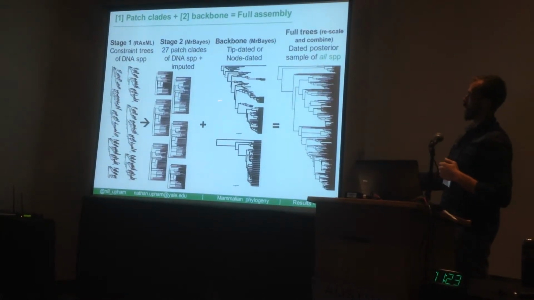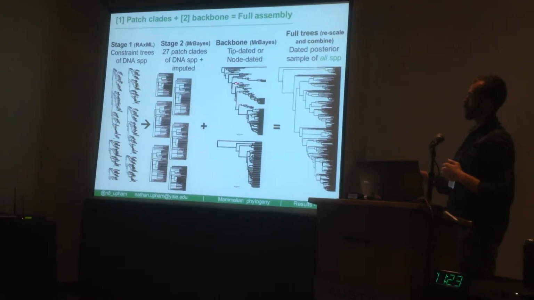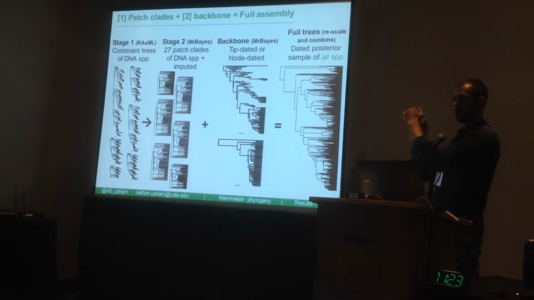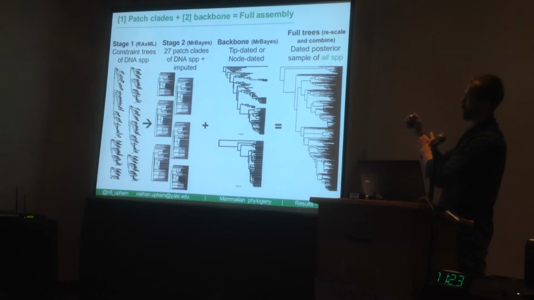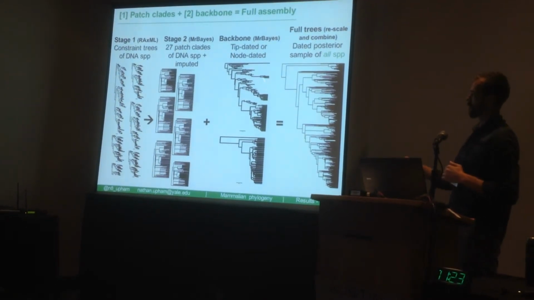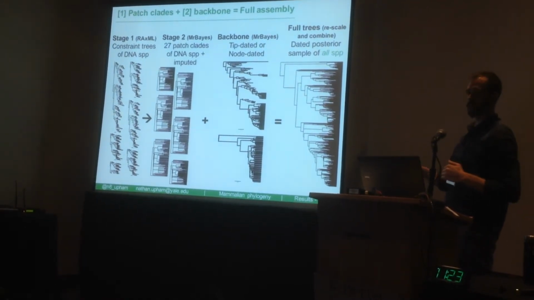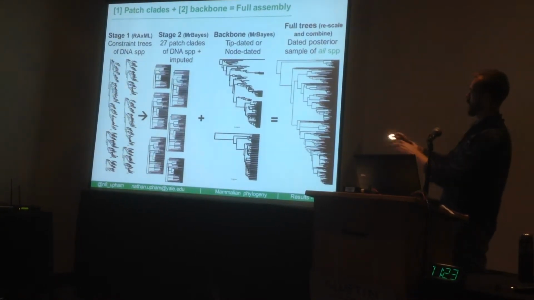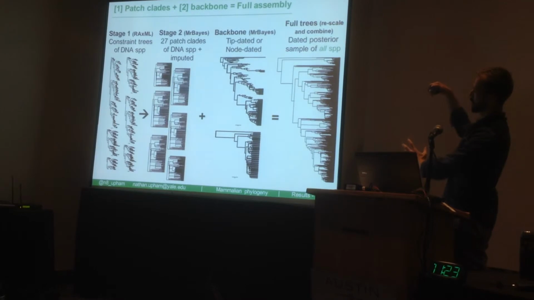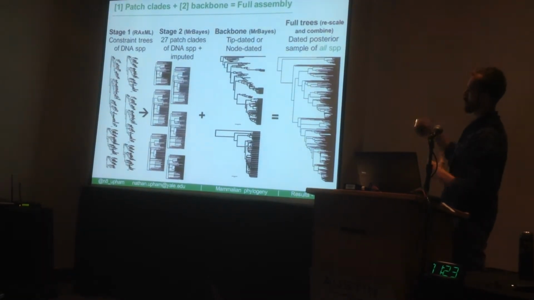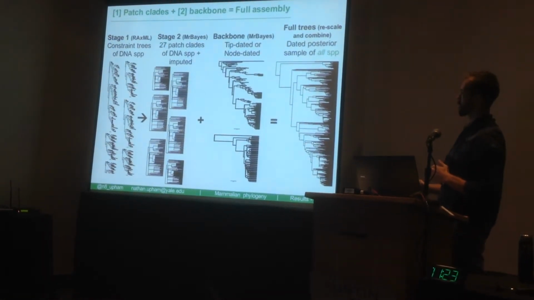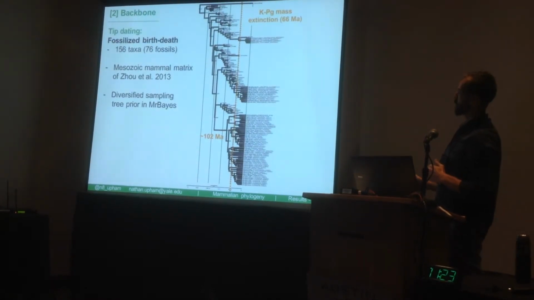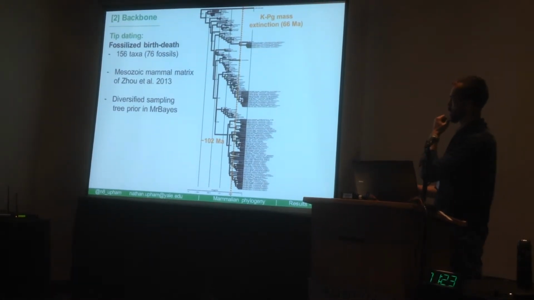But then these patch clades are rescaled to the outgroup divergence time within a backbone analysis. So this is where we're incorporating the temporal information. I did both a tip-dated approach on the backbone and a node-dated approach. And this ends up all being stitched together to get these full trees in a posterior sample. So here's what the backbones end up looking like.